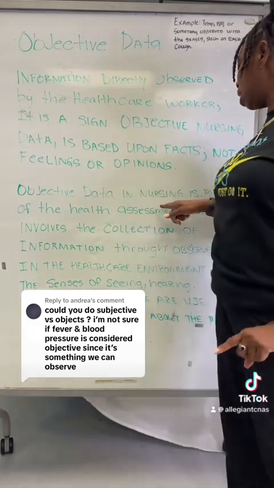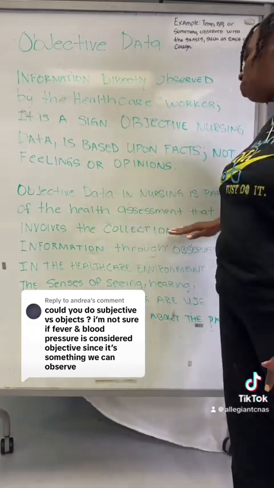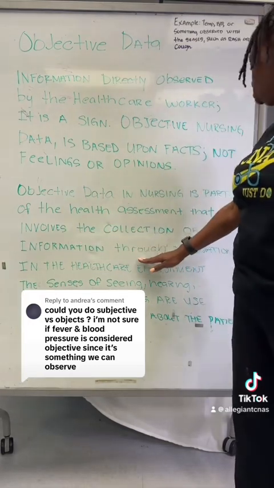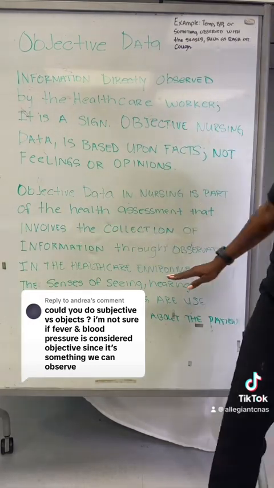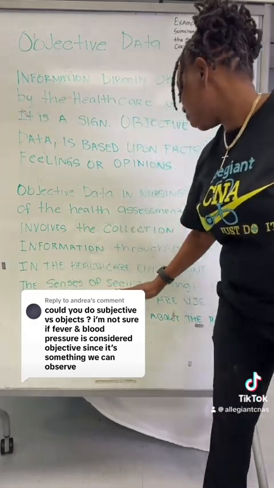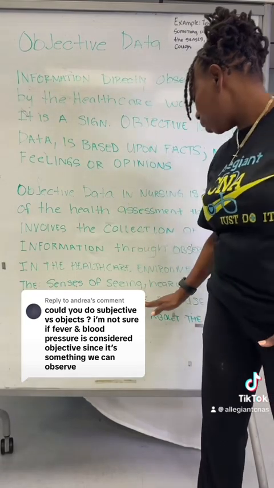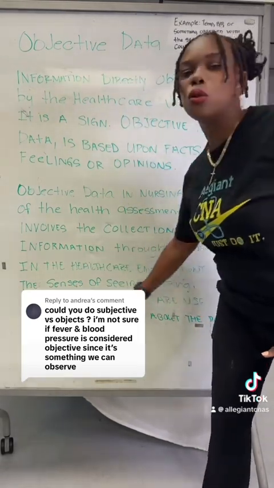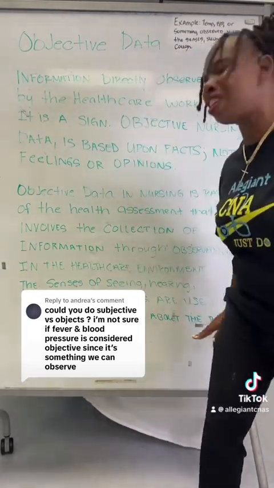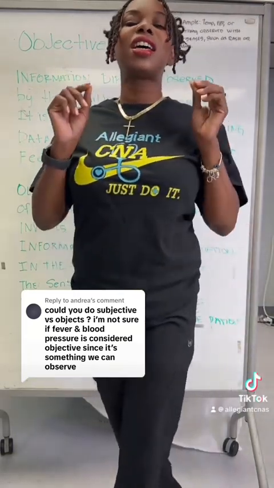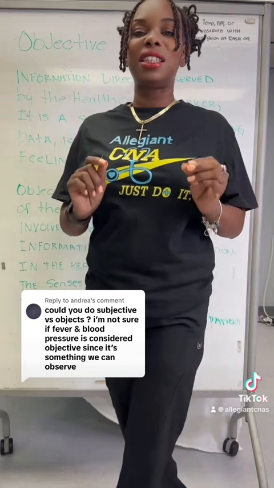Objective data in nursing is part of the health assessment that involves the collection of information through observation. The senses of seeing, hearing, smelling, and touching are used to gather information about the patient. This, my friend, is objective data.